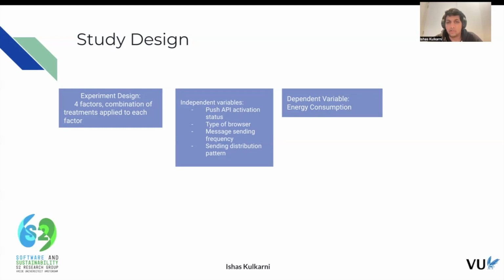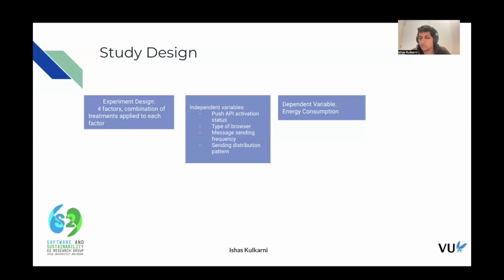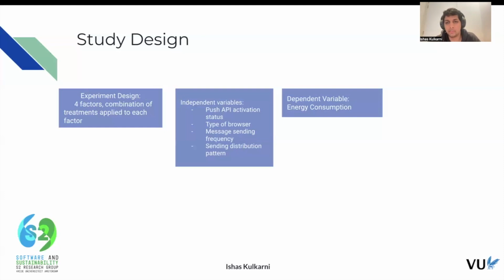Next is the message sending frequency, which refers to the different rates of messages sent per minute to the mobile device. And finally, we have different message distributions, in which we concentrate the messages in shorter intervals, such as 0.2 seconds or 10 seconds. And the dependent variable that we have as a part of our study is mainly the energy consumption.